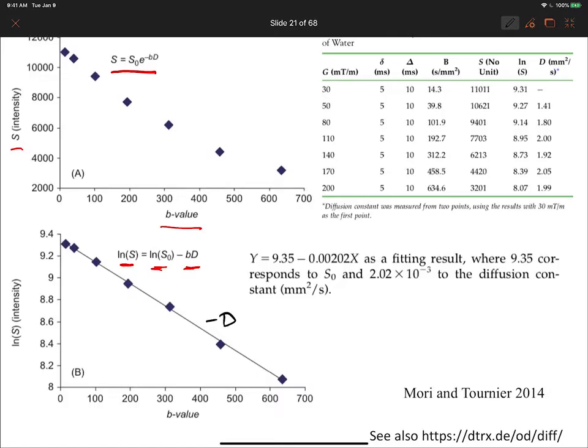So the slope is minus D. Okay, so the log of the signal as a function of B has a slope of minus D. So we can just solve for the diffusivity.